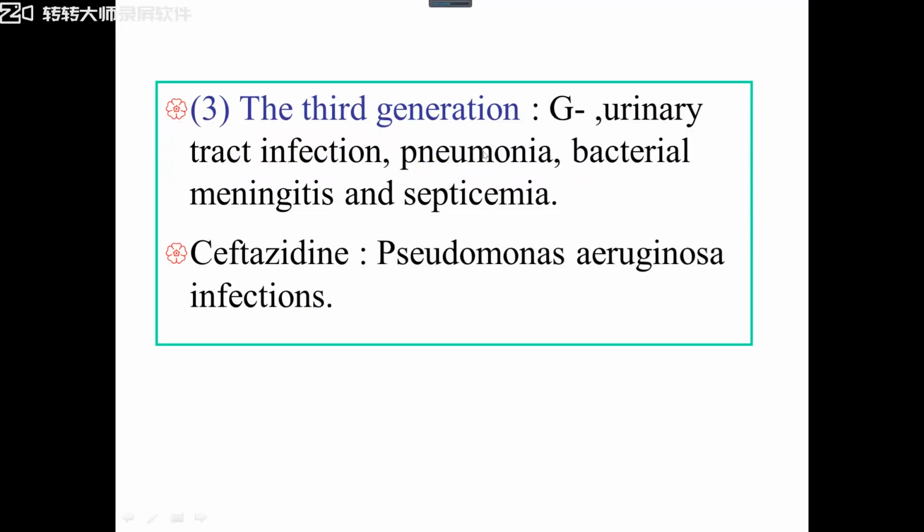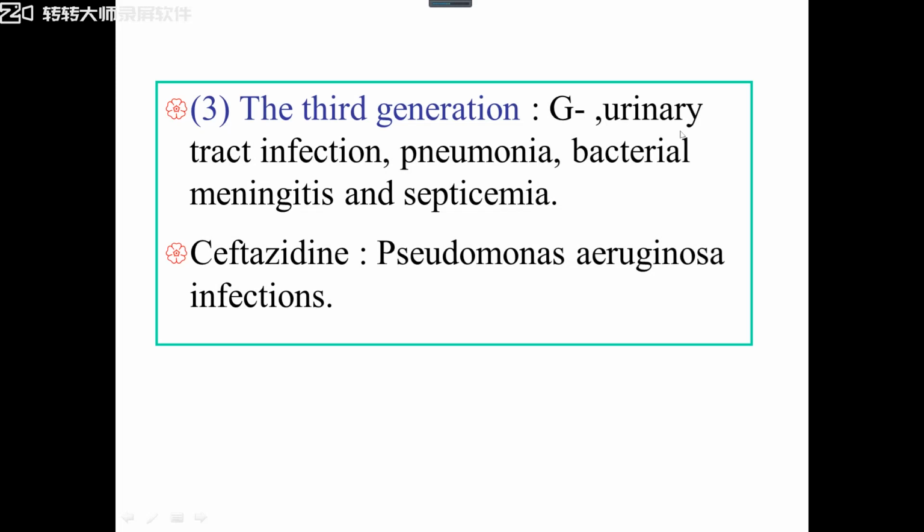And the third generation. The third generation cephalosporins mainly kill gram-negative bacteria. So clinical use is very easy. For gram-negative infection, we use the third generation cephalosporins.